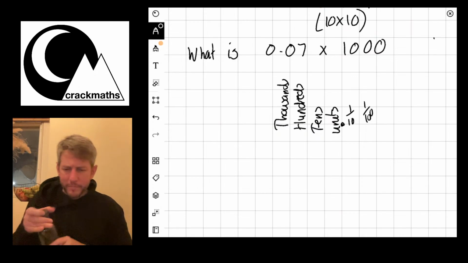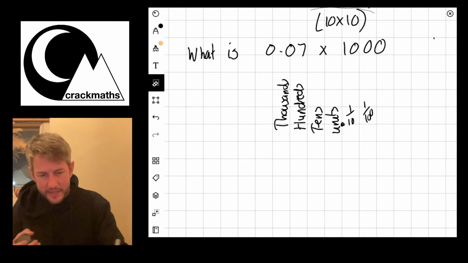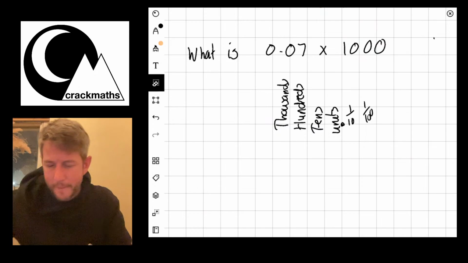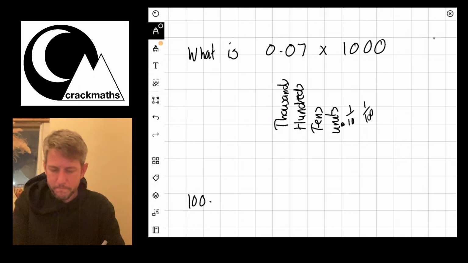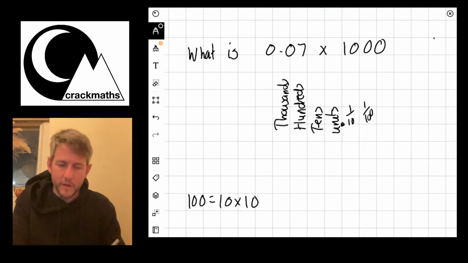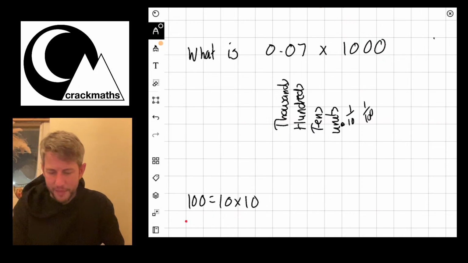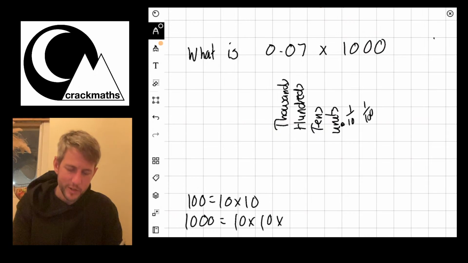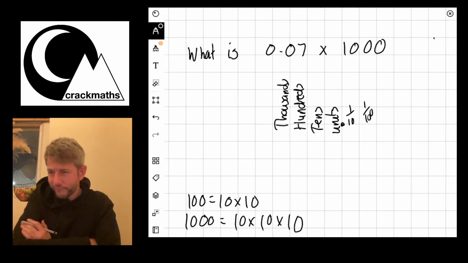Let me get rid of that 10 times 10 bit because that's misleading. If we remember that 100 is 10 times 10, what we need to remember for this one is that 1,000 is 10 times 10 times 10. Okay, so there we go.